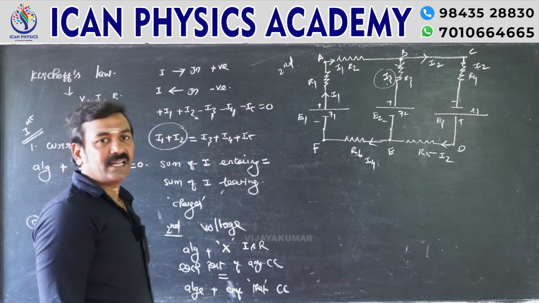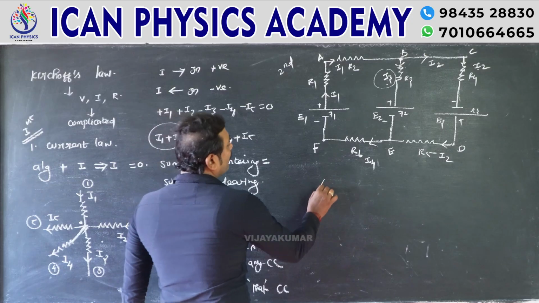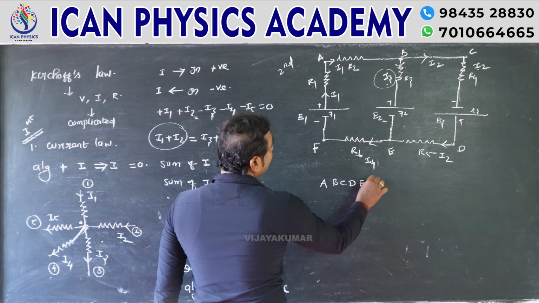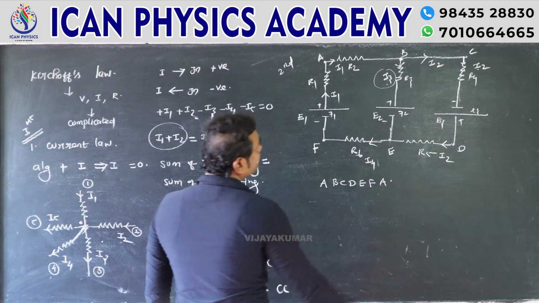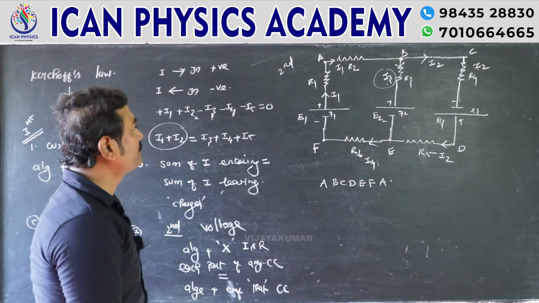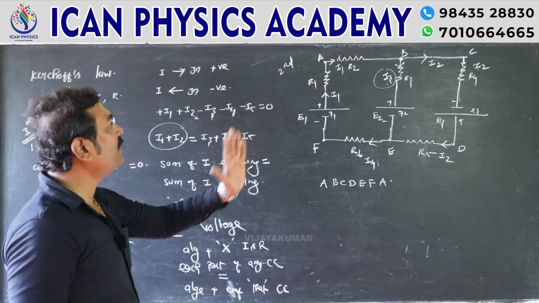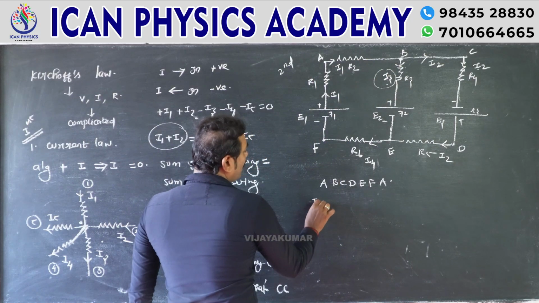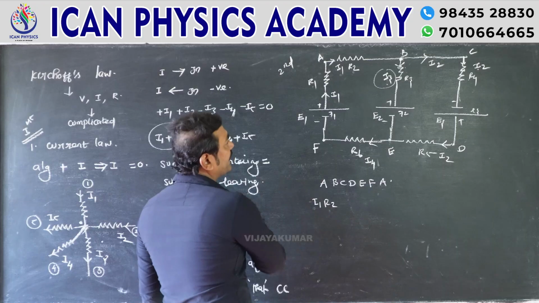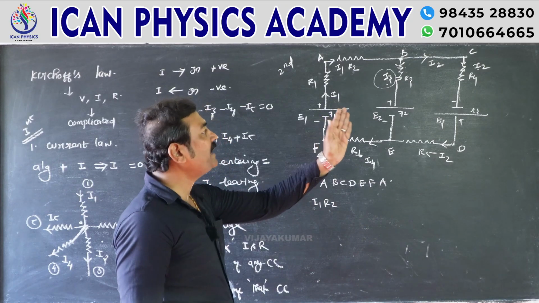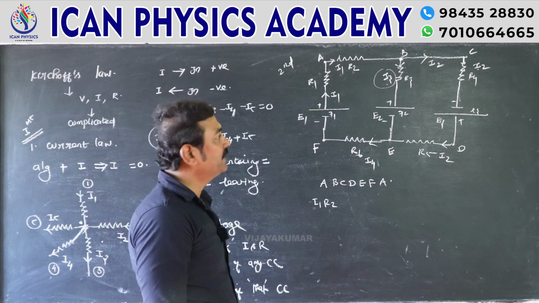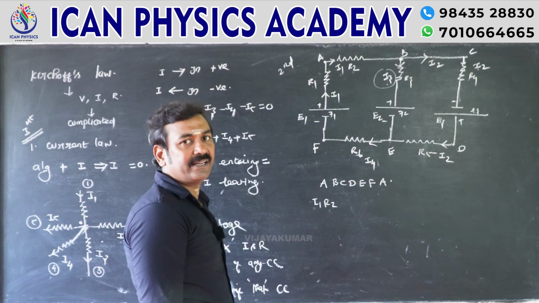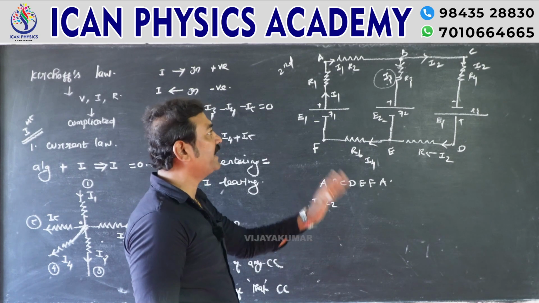So now we can go for the closed circuit. What shall we take? A, B, C, D, E, F, A. Okay? So in the A to B, I1 into R2, the product of current and resistance. B to C, there is no resistor, so there is no product of current and resistance. So we can leave it.